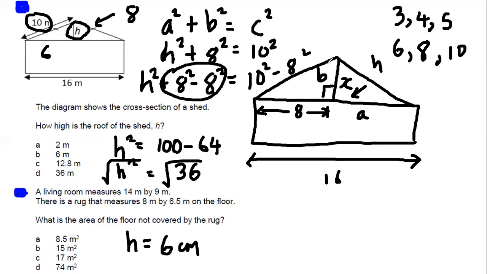But you might say, what if it's not 6, 8, 10? What if it's 6 and 11? Or 6 and something that doesn't give you a ratio, a triple. All right, so the answer for this one is actually equal to 6. So the height of the roof of the shed is 6 meters. That's a pretty high roof.